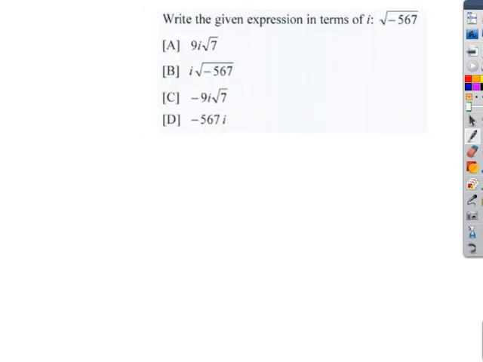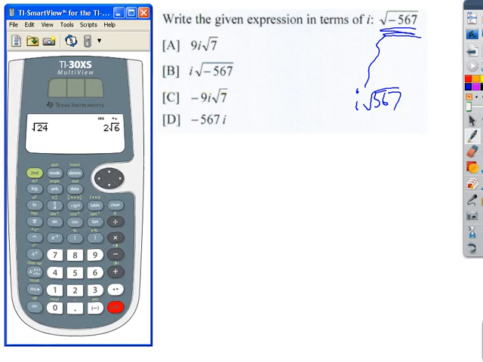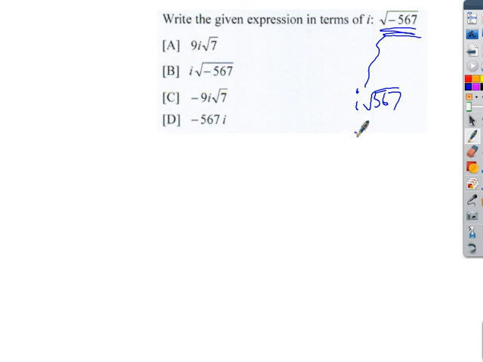Now here's a number. I don't feel like factoring that. 567, I don't know what goes into that. So I'm going to get the negative out as an i. I still have square root of 567. I grab my calculator, clear it, second square root 567, enter. Let the calculator do the work for me on that. 9 on the square root of 7. Therefore, it's 9 square root of 7. That i is usually going to be right in between there. So 9i square root of 7.